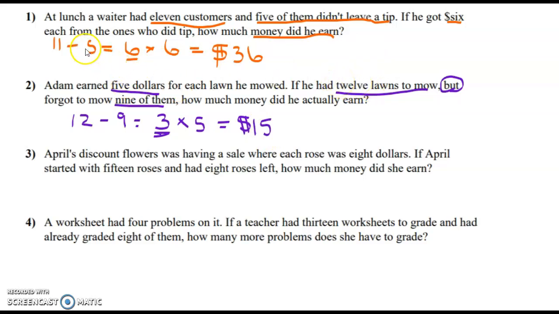So notice here, subtraction, multiplication, subtraction, multiplication. It's not going to always go in that order. So read carefully. Go ahead and work on number 3 and 4, and please pause the video.